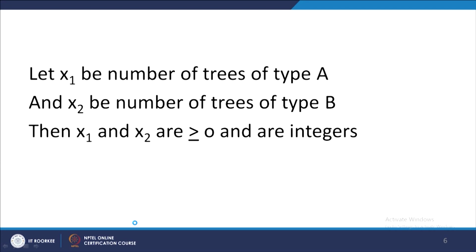Now, let us model this as follows. Let x1 be the number of trees of the type A and similarly x2 be the number of trees of the type B. Obviously, it is common sense to understand that x1 and x2 should be greater than or equal to 0 and they should be integers, because you cannot grow, let us say, 2.5 trees. You can either grow 2 trees or you can grow 5 trees or 3 trees.